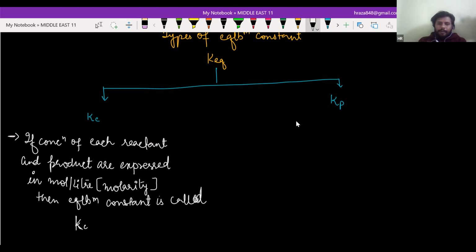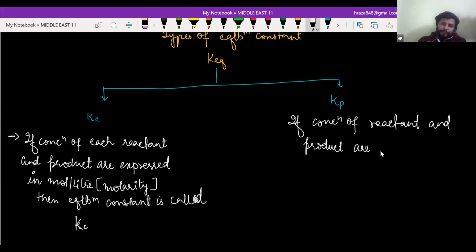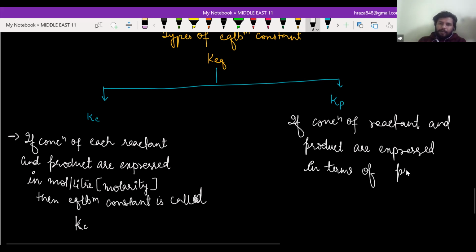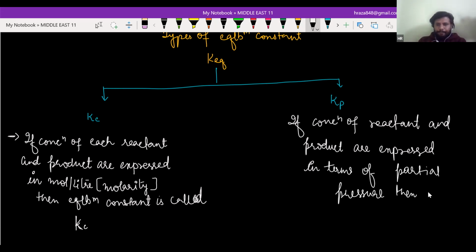Again, what is Kp? If the concentration of reactant and product is expressed in terms of pressure, in terms of partial pressure, which is a better term, then the equilibrium constant is called Kp.